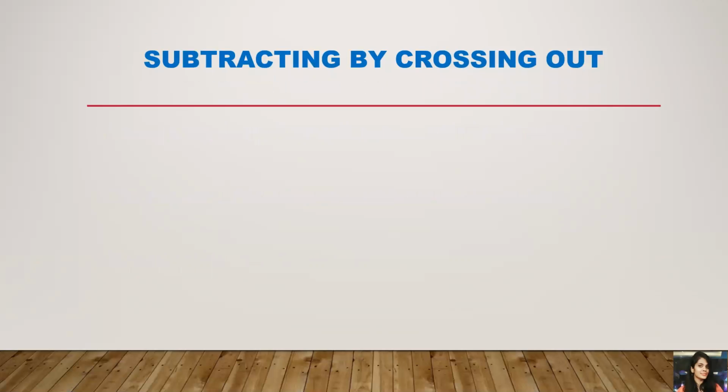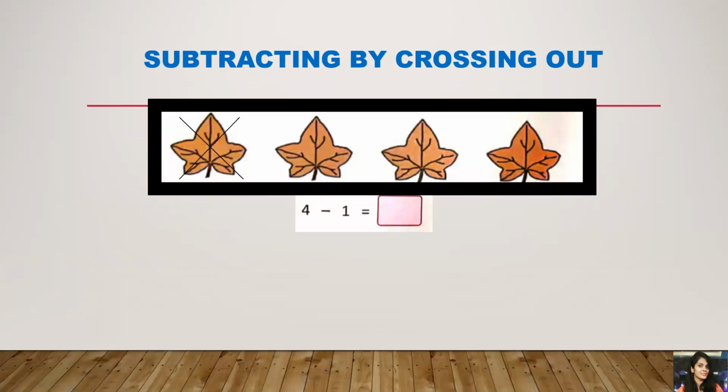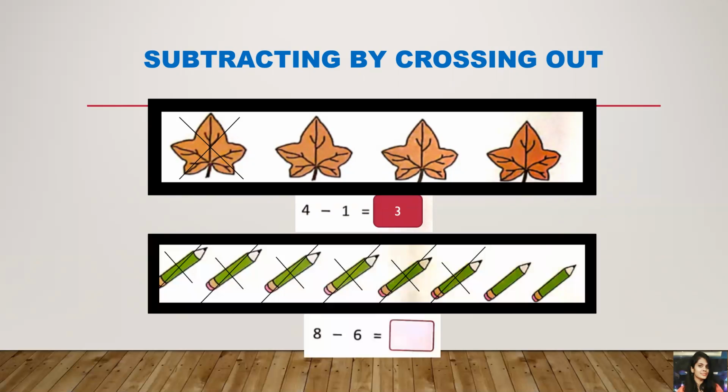Subtracting by crossing out. 4 leaves are here. If I have crossed out 1 leaf, then the answer will be 3. 4 minus 1 equals 3. 8 pencils are here. If I have crossed out 6 of them, then I have left with only 2 pencils. 8 minus 6 equals 2.